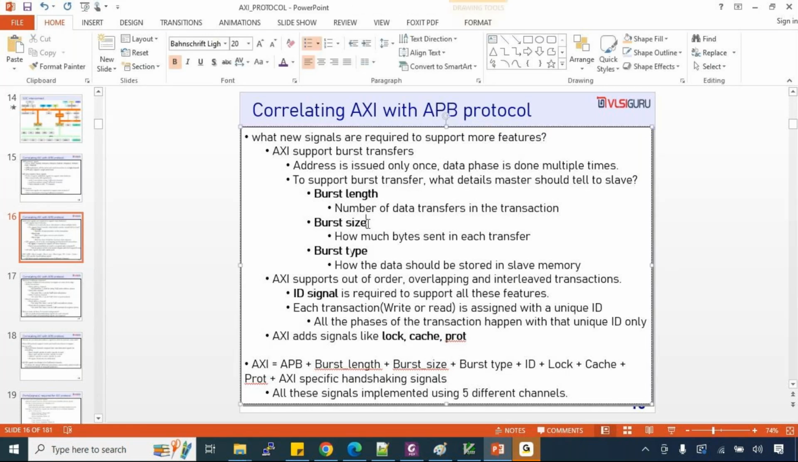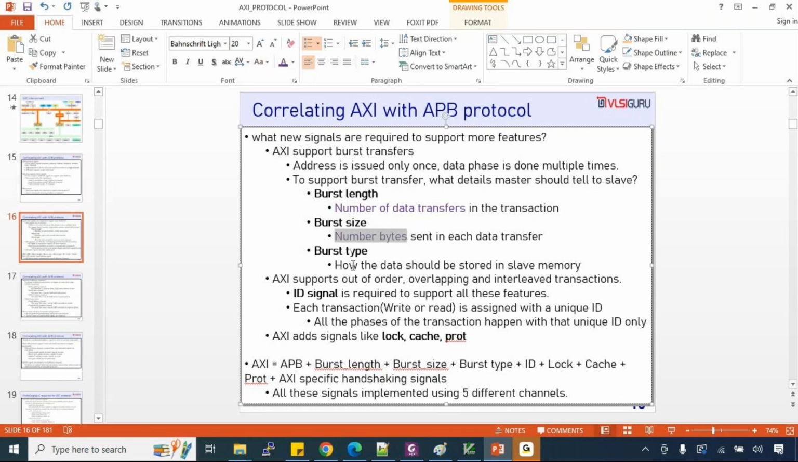Next thing is burst size. Each data phase, how many bytes am I going to send? How many bytes are sent in each transfer? Understand? In each data transfer. This is the number of data transfers, and this is the number of bytes. The number of bytes in each data transfer is called the burst size.